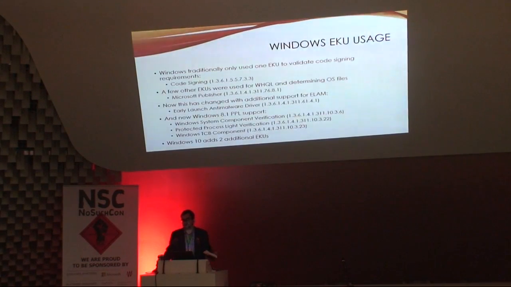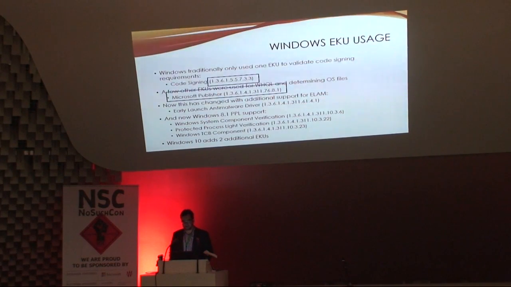So, for example, a traditional EKU you'd see in a cert is the code signing EKU. And that's just basically this number 136, whatever it is. That just tells Windows that it is a code signing cert. And then they added another EKU which says this is a Microsoft cert. In other words, Microsoft specifically issued this certificate, and that's what you can see on OS files.